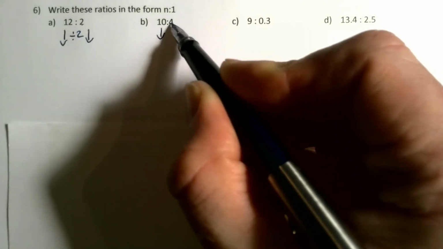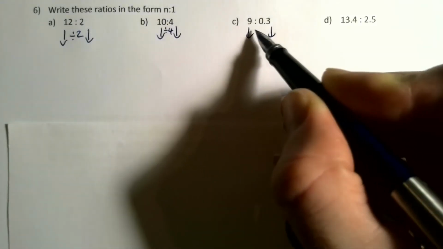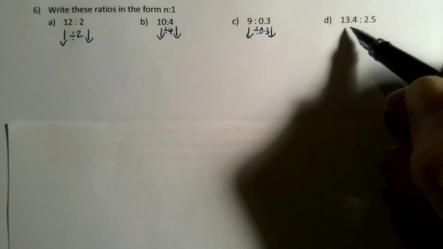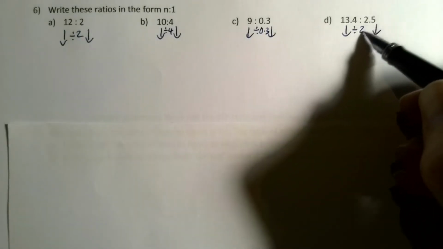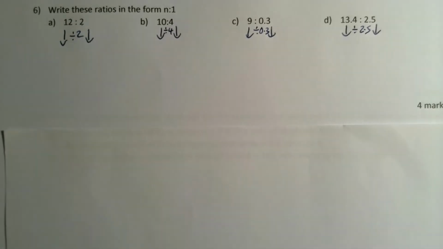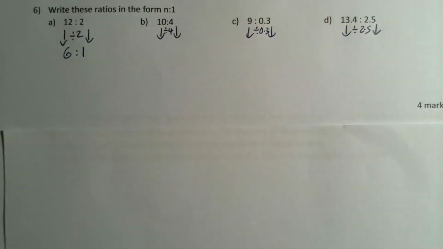On this one, I want the 4 to become 1. On this, I want the 0.3 to become 1, so I divide by 0.3. Doesn't matter that it's a decimal. And the last one, I want the 2.5. So I'm going to put all of those into my calculator. I mean, the first one, 12 divided by 2, I don't need a calculator, 6 to 1.